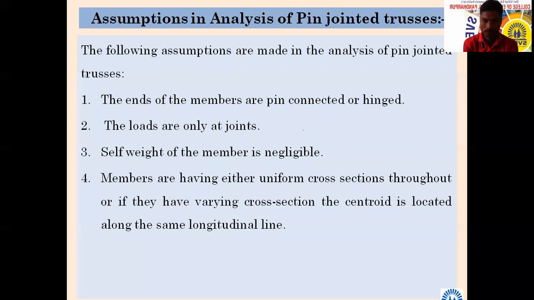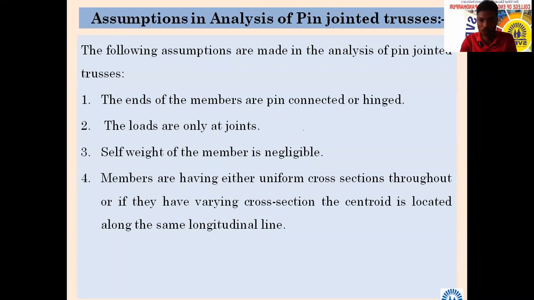काय म्हटलंय इथं? The ends of the members are pin connected or hinged. How many reactions are coming at the hinge? 2. What is the example of hinged joint? I have told in case of beam. Example कोणाला आठवतंय का सांगा? Door. Yes, somebody has told correct. What is that? Door. It can rotate, but it can't move. दरवाजा हा फक्त फिरतो, बाहेर येत नाही तिथून. That's why it is called something like hinged joint.